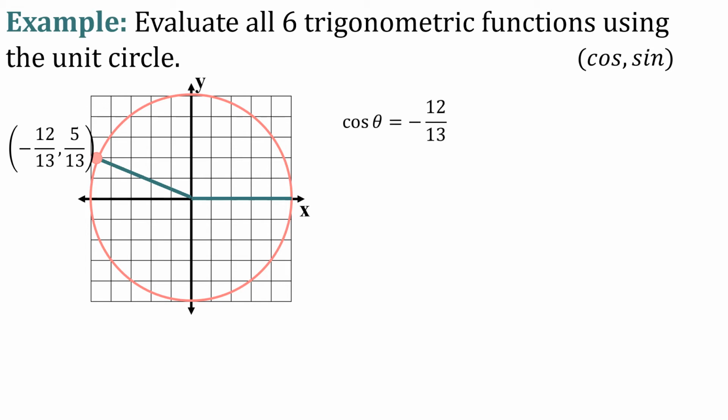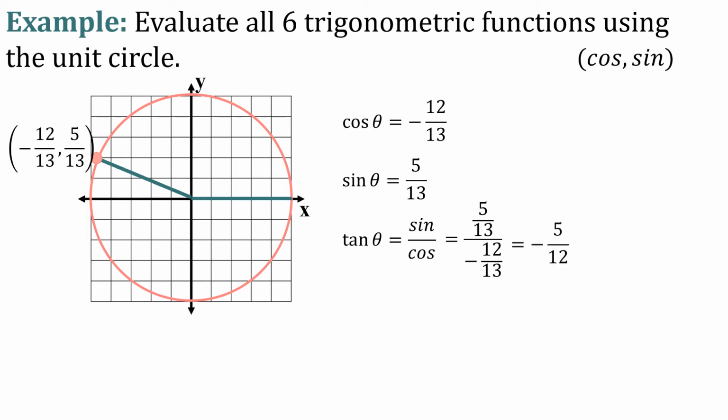So looking at our ordered pair, cosine is negative 12 over 13 and sine is 5 over 13. Now we know that tangent is sine over cosine. So that's going to be 5 over 13 over negative 12 over 13. Simplifying that using our calculator or our knowledge of fractions, that simplifies to negative 5 over 12.